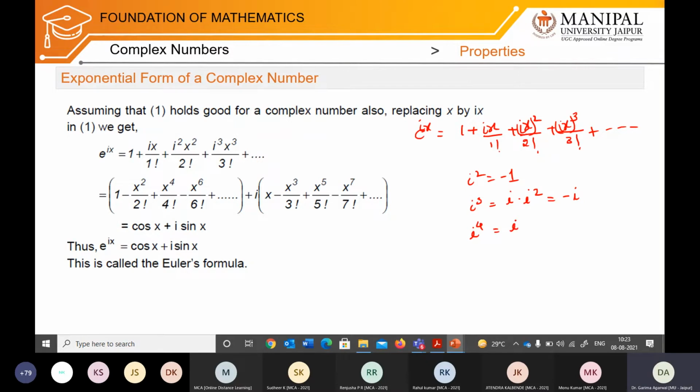Iota raised to 4 is iota square times iota square, which is minus 1 times minus 1, that is 1, right? So if we substitute the values of iota square, iota cube like that, and if we separate the real and imaginary parts, we'll get cos theta plus iota sin theta. So e raised to iota x is cos theta plus iota sin theta, which is Euler's formula.